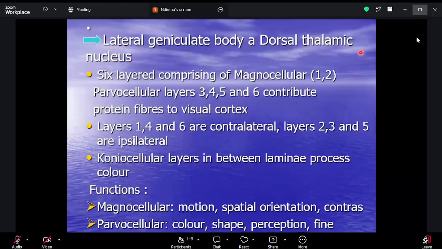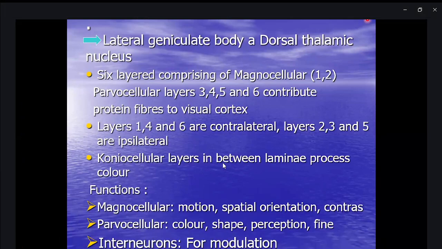Then there are those other cells for color, shape perception, and then fine tuning of what you are able to see. And then the interneurons, which are these koniocellular layers, act as modulators. So you can see the lateral geniculate body.